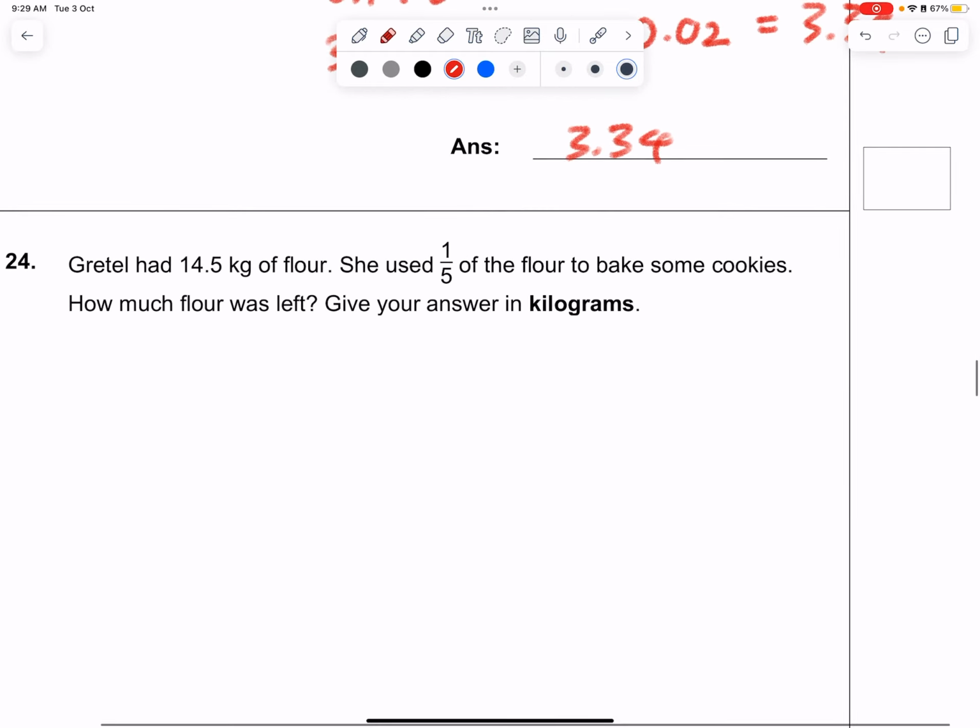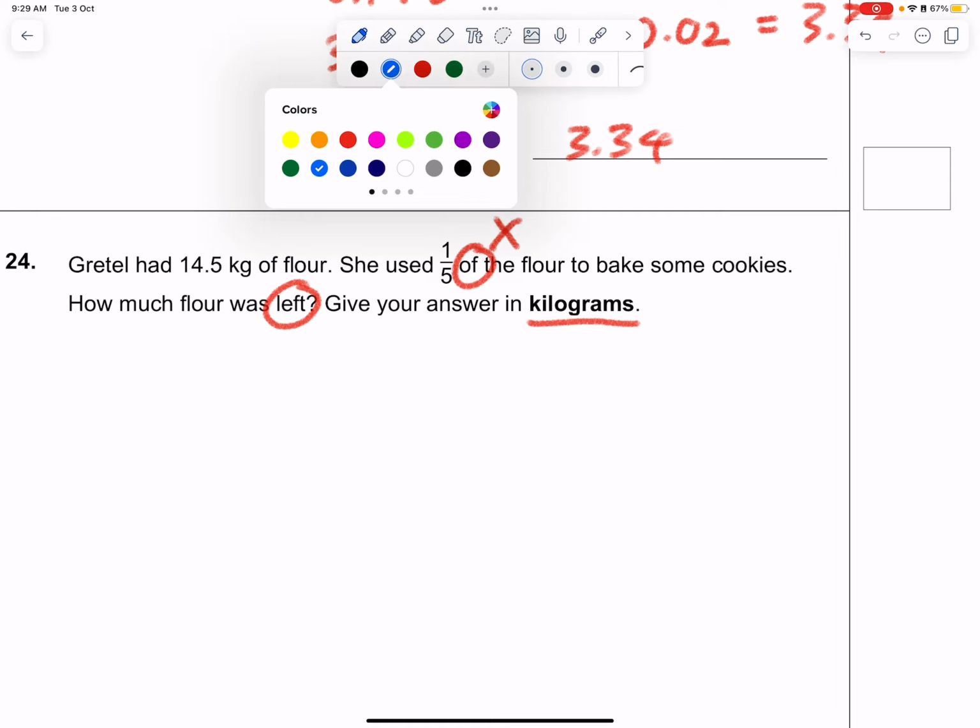Next. Gretel had 14.5 kg of flour. She used 1/5 of the flour to bake some cookies. How much flour was left? Now, fraction, "of" means what? Multiply. Okay, multiply. Because she wants what was left, first you need to know what is the fraction that is left.